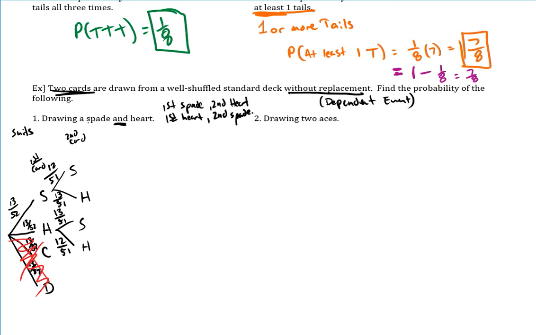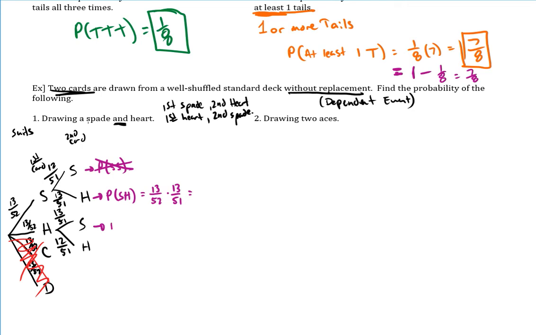Okay, and now what we've got here, drawing a spade and a heart. So this is the probability of drawing both spades. I don't want both spades, so I'm just going to cross that out anyway. This is one that I want. The probability of a spade and then a heart would be 13 out of 52 times 13 out of 51. And then this I think we'll use a calculator for.